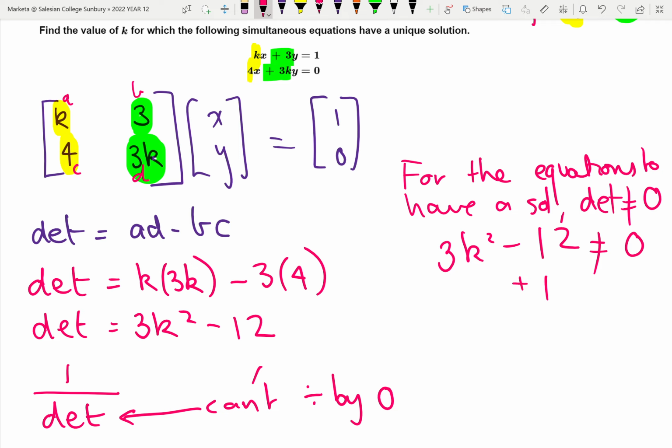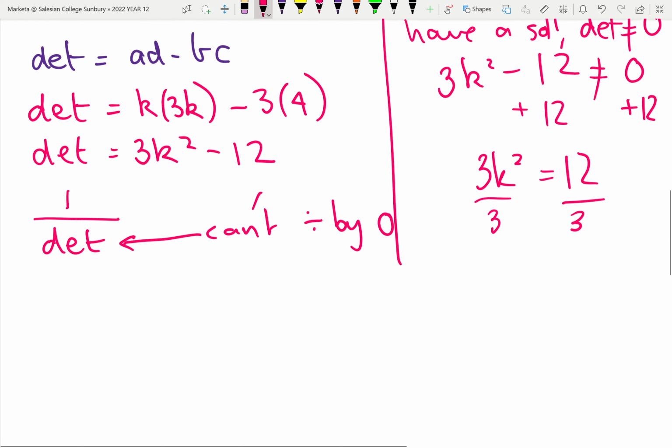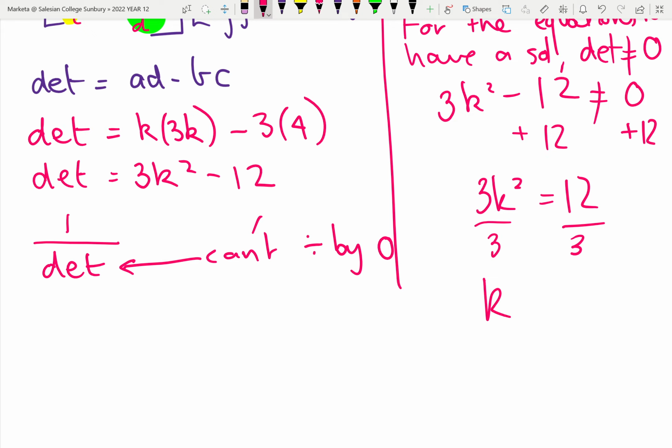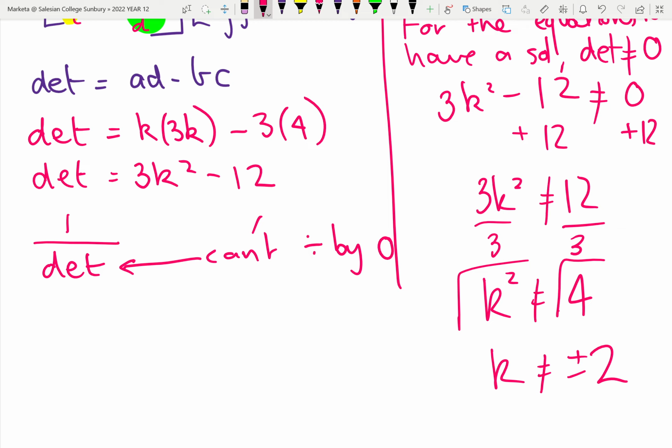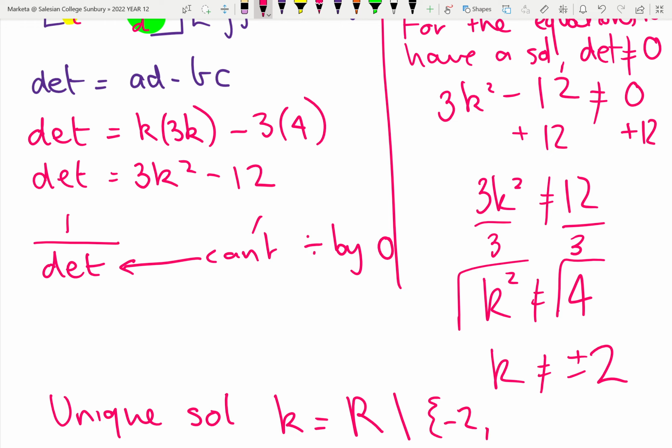So I'm just going to do that. I'm going to add 12 on both sides. 3k squared equals 12. I'm going to divide by 3 on both sides. That gives me k squared equals 4. And then, of course, square root both sides. So we get k equals plus or minus 2. Actually, I should say cannot equal these things, not equals. So the point is that to have a unique solution, k can be everything except for -2 and 2.